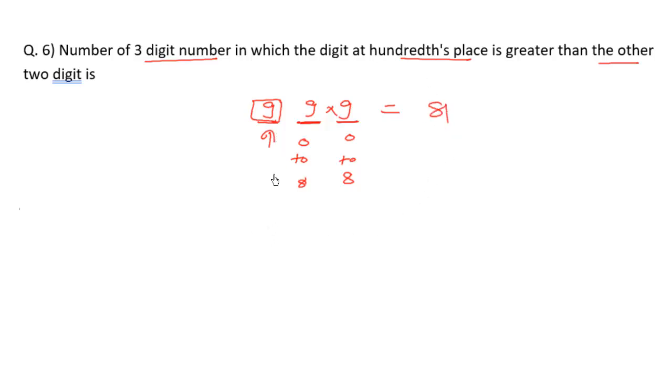The same thing we can do when we fix the number to be 8. So here it will be from 0 to 7, and here again 0 to 7. So the options would be 8 into 8, which is 64. So we can see here that this is 9 square, this is 8 square.